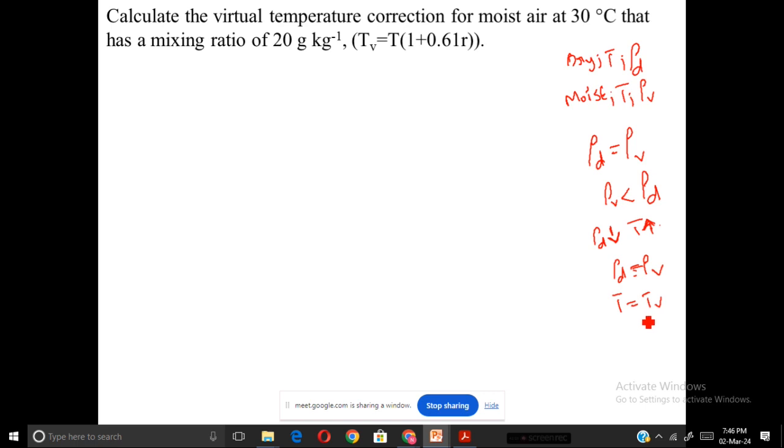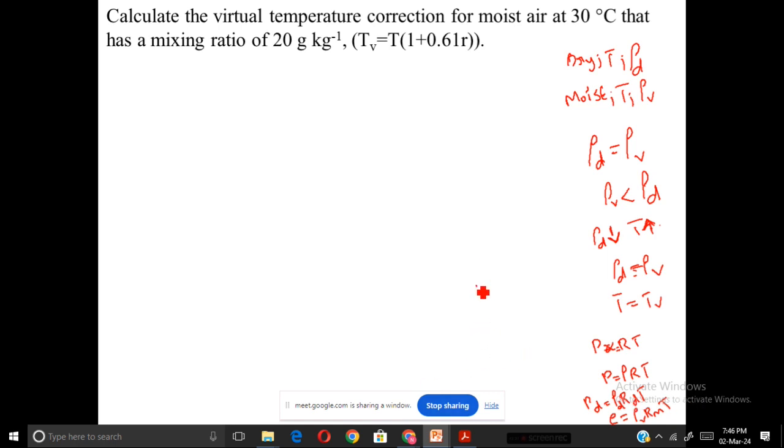Why did we introduce such a quantity? Because in the case of the ideal gas equation for moist air, P alpha is equal to RT, or P is equal to rho RT. In the case of dry air, we learned Pd is equal to rho d Rd into T. And in the case of moisture, vapor pressure E is equal to rho v Rv into T.